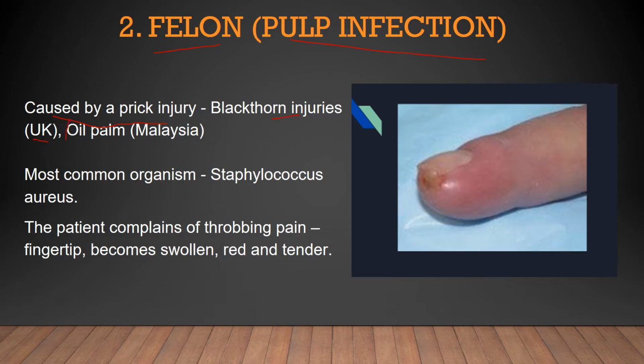But among Malaysians, it is due to the oil palm branch that pricks the finger, and it causes this infection. So this is among Malaysians. And the most common organism for this is Staphylococcus aureus. The patient would complain of throbbing pain in the fingertips, and it also becomes swollen, red, and tender. As you can see in the picture here, it is swollen, red, and tender.